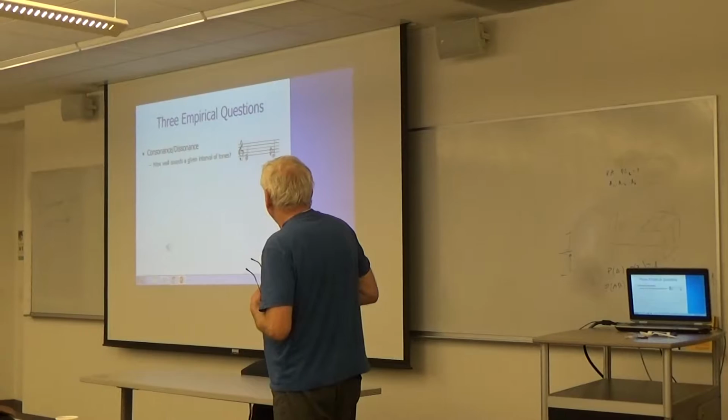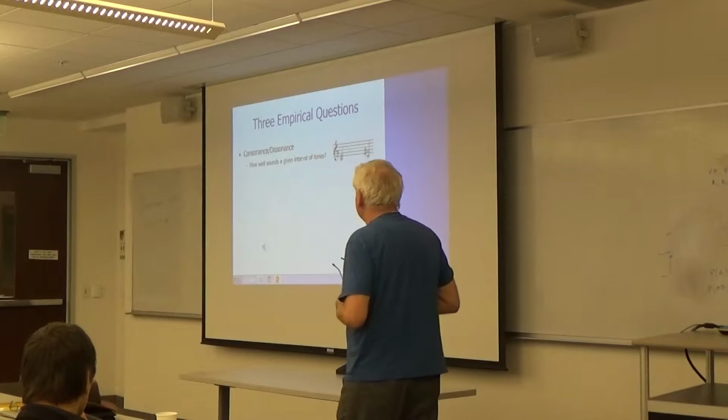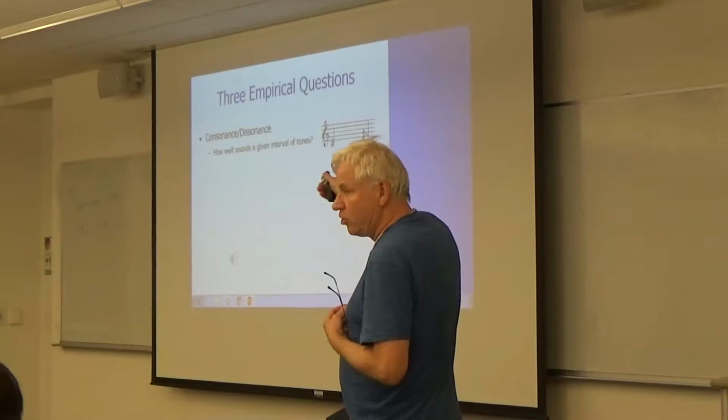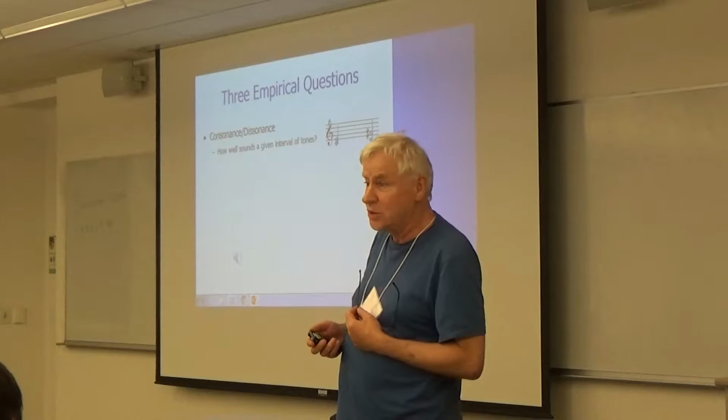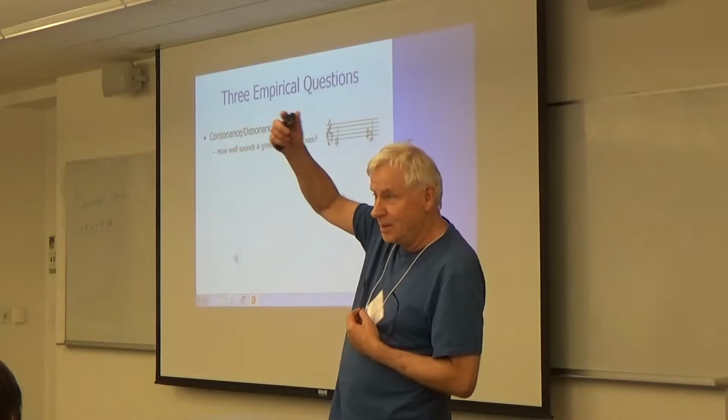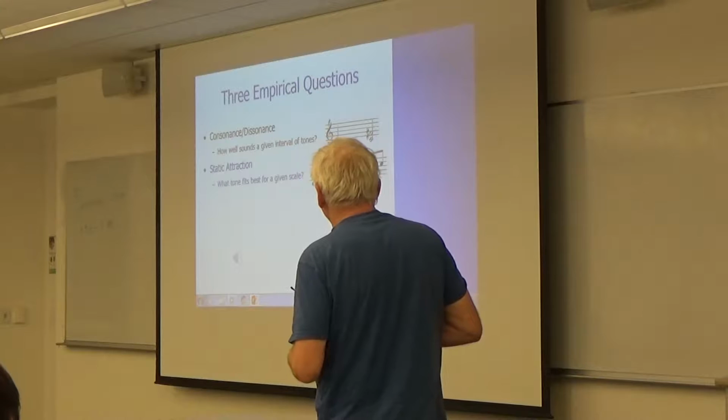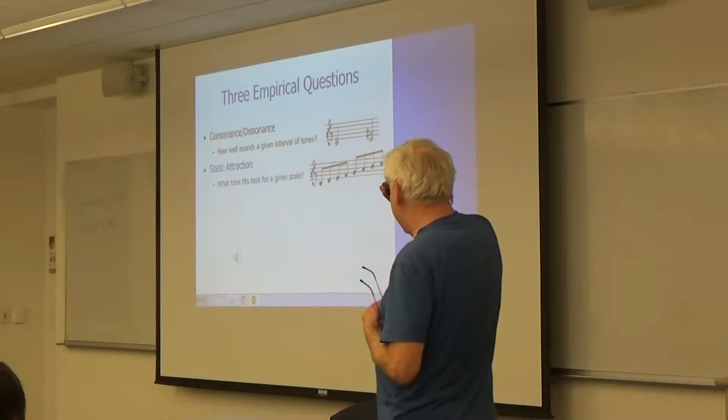We have three empirical questions. The first one is to make the distinction between consonance and dissonance. You see two intervals here, and I hope you can read these notes. What is consonant? What is dissonant? First one, dissonant. Second, consonant. That's the first problem. The second is a little bit more complicated to understand, and later I will concentrate on the second one.